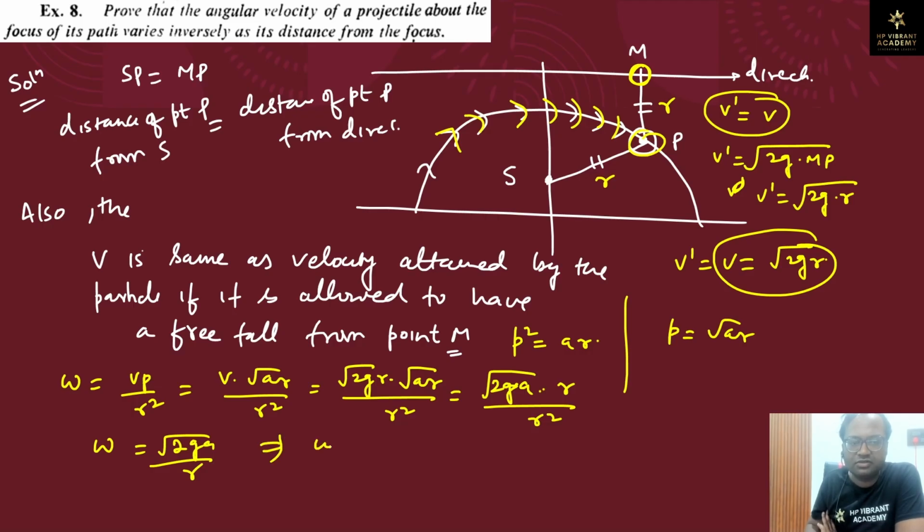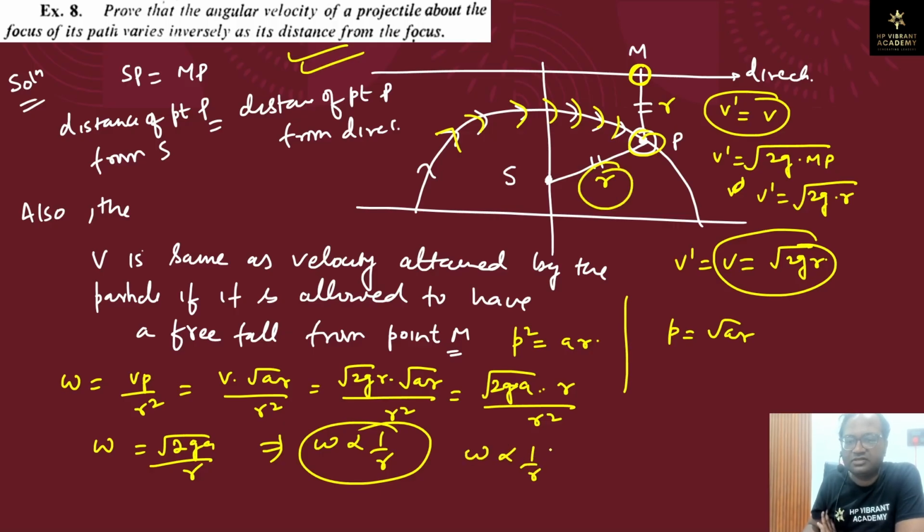This means angular velocity varies inversely with the radius vector. Okay, so inversely as its distance from the focus. The distance from the focus is R. So angular velocity varies inversely with the distance from the focus.